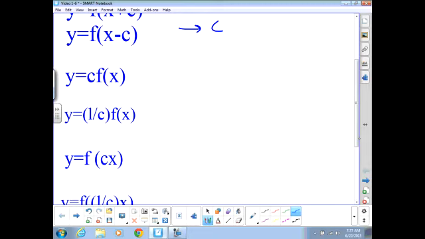When you have a value out front, assuming that c is a number bigger than 1, we could either say that we multiply the y's by c, or you could also say, again, this is assuming that c is some number greater than 1, we could say vertical stretch by a factor of c.